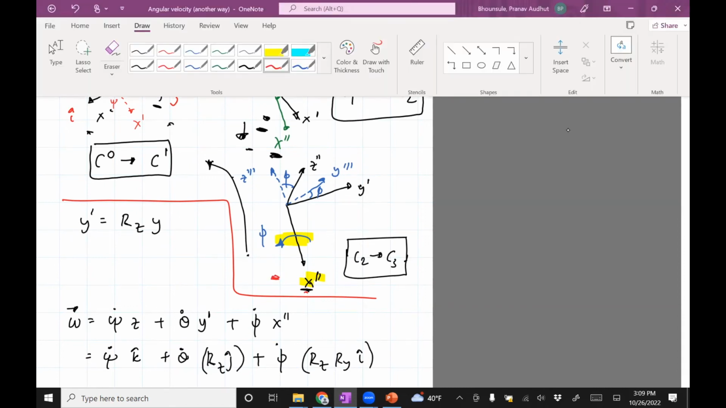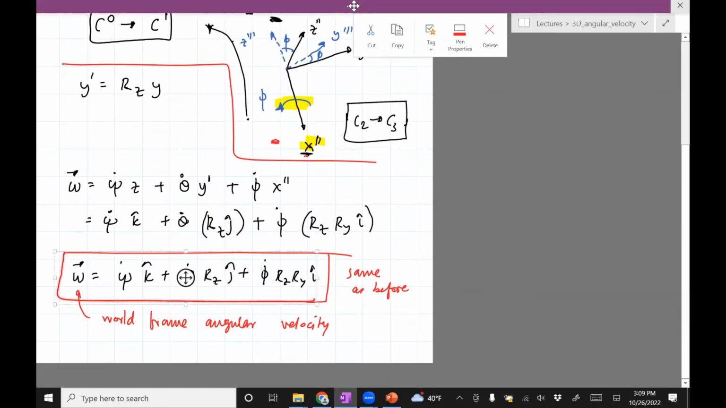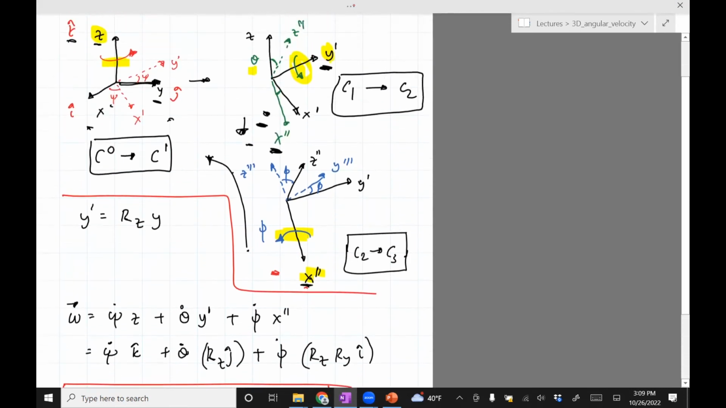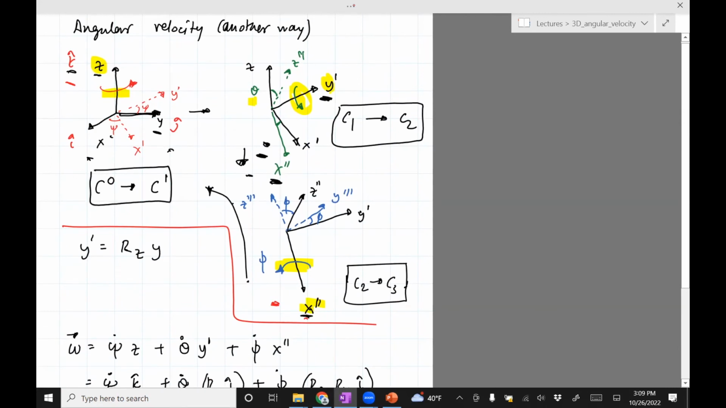So what I'm going to do is use a similar technique. Instead of writing omega, which will be omega in the body frame, as a function of i, j, k, where i, j, k are in the fixed frame, I'm going to write it in the body frame. So it will be in terms of a new set, i prime, j prime, k prime, and then I'll try to write everything in terms of that.